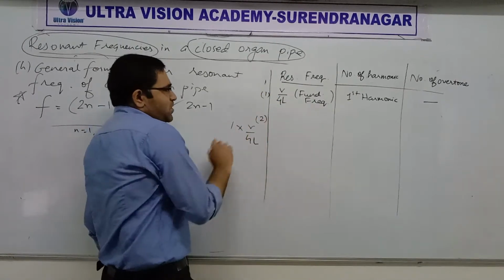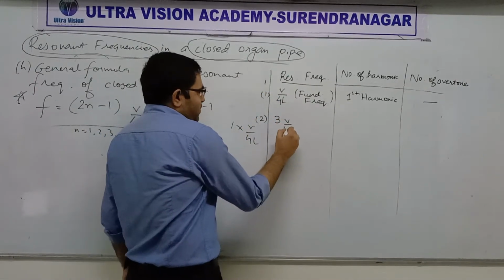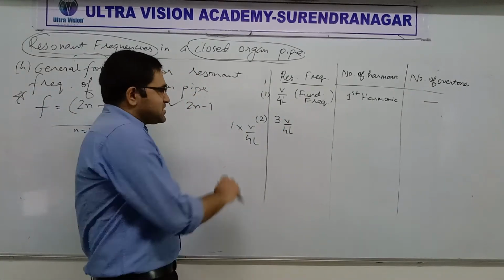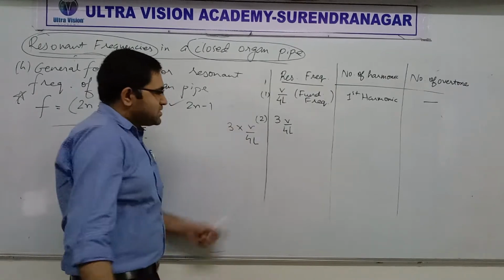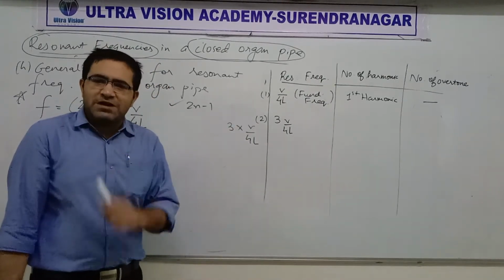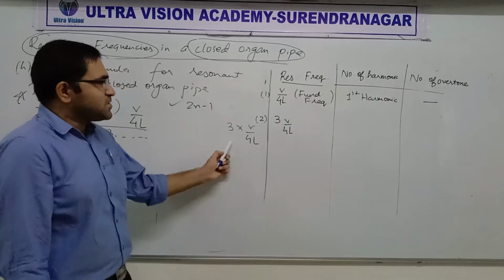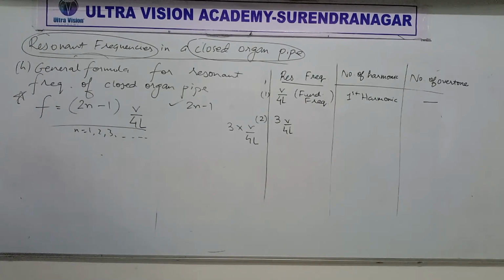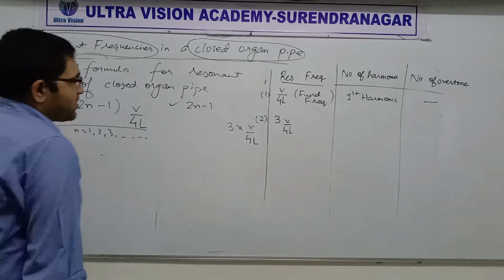Next, resonant frequency. So this was number 1. Then case number 2, we saw that we get 3V by 4L, isn't it? So this is 3 times fundamental frequency. Correct or not? So this will be which harmonic? Third harmonic. Very good. Not second. Third harmonic.